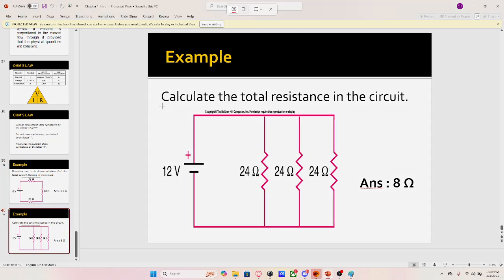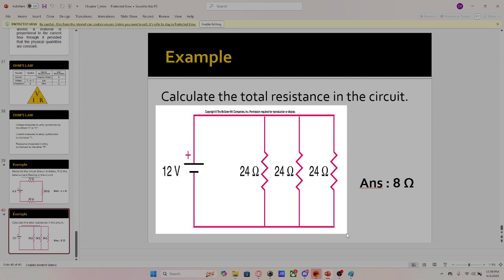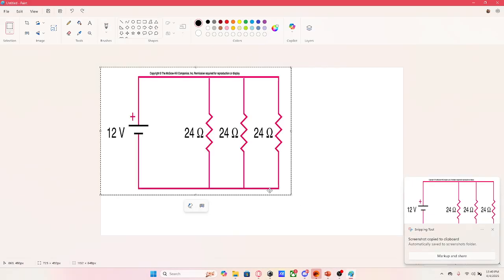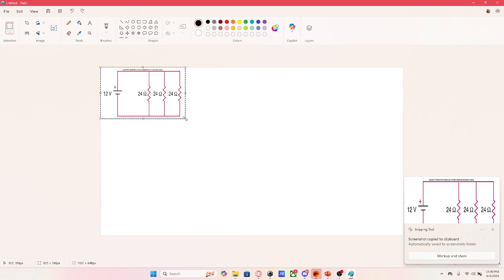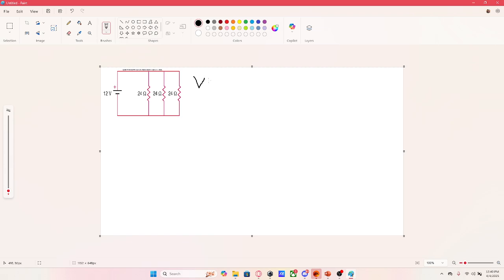This is example number 2. Let me reduce it a bit. Here we also use the same equation where V equal to IR. As you can see, all of our examples use the exact same equation, V equal to IR. But now the circuit is a parallel circuit, where all of these resistors are in parallel.